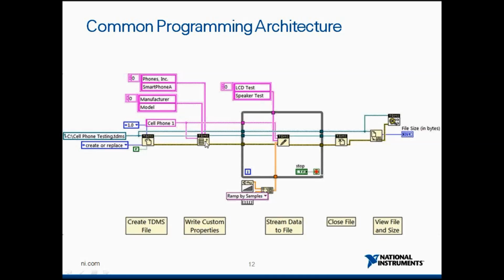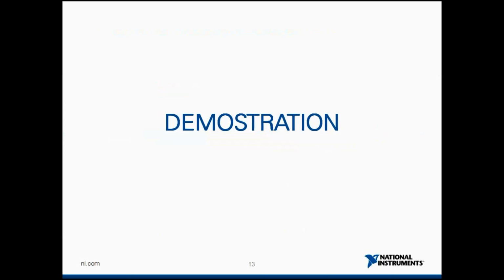For example, if you see this second VI, it can be used to modify the properties of a particular channel. And if you see this VI, this can be used to see the file size of the TDMS file. The last VI that you see here is a TDMS file viewer VI. Using this, you can actually view your TDMS file data in a very organized manner. So I'll go ahead and show you a demonstration on this so that these things become much clearer.